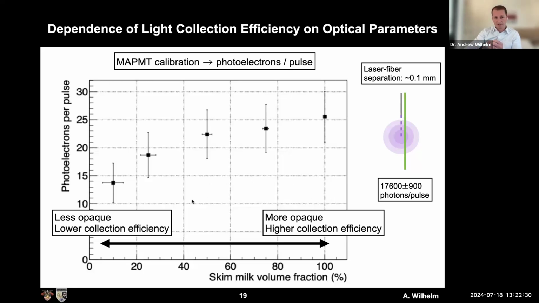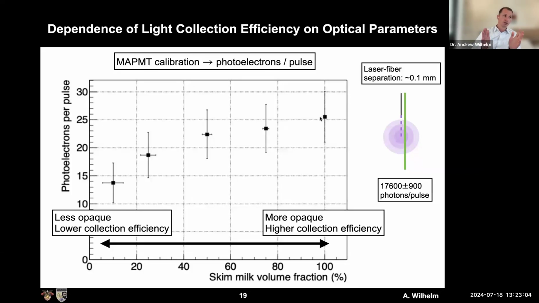And so that's what this plot shows here on the left. Moving from left to right on the x-axis, we're increasing in milk volume fraction, so we're increasing the amount of scattering in this liquid. And then on the y-axis is photoelectrons per pulse. You can see that as the liquid becomes more and more scattering, we're collecting more and more of those photons. Interestingly, it seemed to be reaching some sort of plateau here, and I think that indicates that up here we're efficiently collecting most of the photons.